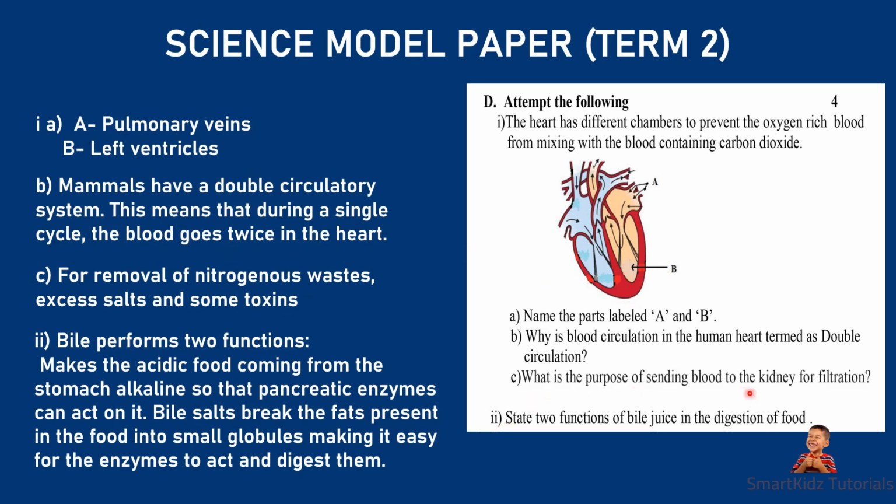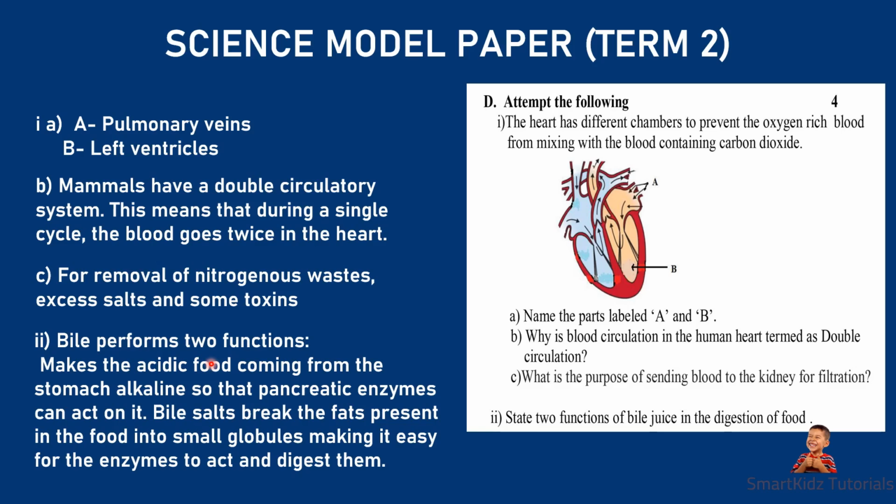What is the purpose of sending blood to the kidney for filtration? Now, blood contains nitrogenous waste, excess salts, and even some toxins. Toxins could be in the form of something that we eat or consume, like even the medicines that we take or the syrups that we take become toxins, and if we consume alcohol and so forth. So blood is a medium through which all this waste is carried around.